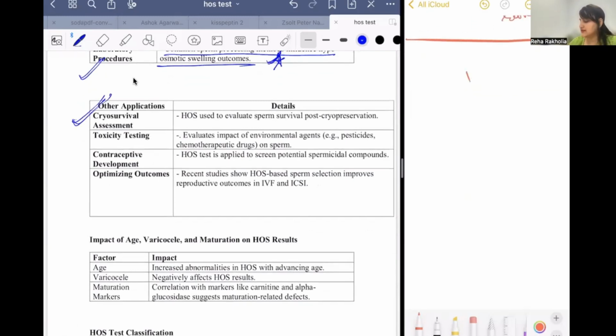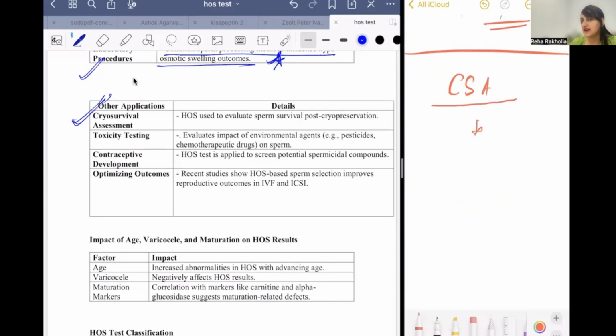Okay, we know that it tells about the viability and functional integrity of sperm. What other application does it have? It also acts as a cryo survival assessment. It is used to evaluate sperm survival after cryopreservation. We'll see how much sperm survive after cryopreservation. Okay. Second is toxicity testing.